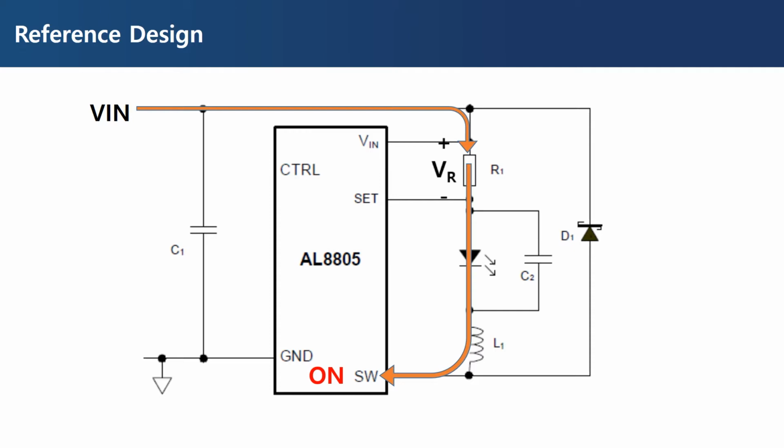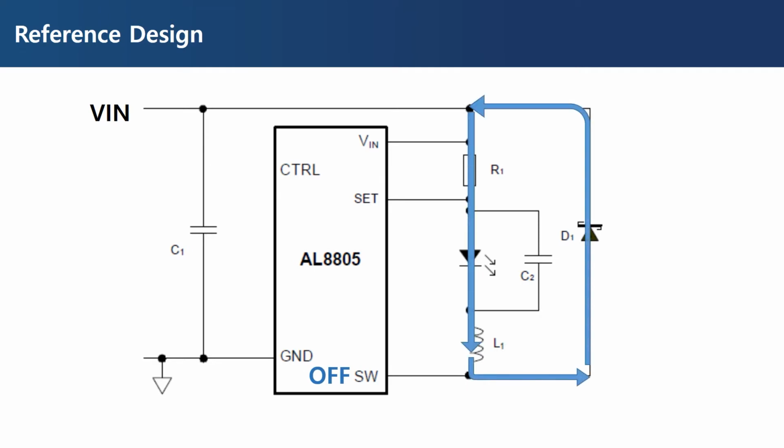switch is turned off. When the switch is off, the current is supplied from the inductor to the LED through D1 diode and R1, and the current flowing through R1 decreases over time. As a result, the voltage drop decreases, and the switch in the SW pin turns on again, and by this way, the amount of current supplied to the LED can be adjusted.